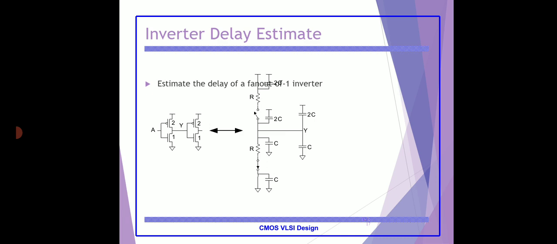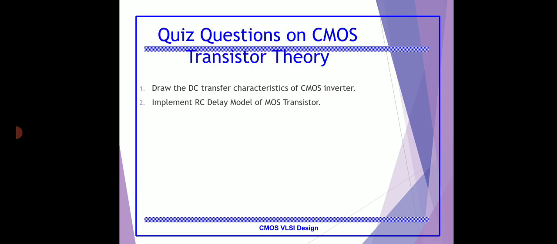And if you are calculating the value, first we replace each transistor with a resistor as well as a switch. That is given here. Each one will have a capacitance, and finally we find out the value of the inverter delay estimate. So the delay is 6RC.